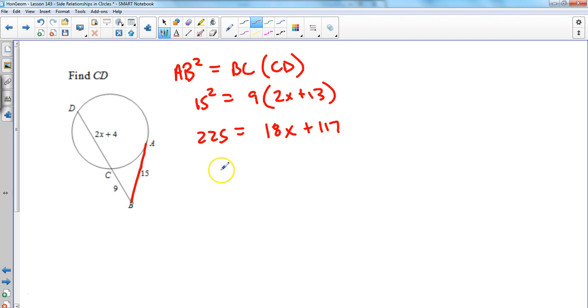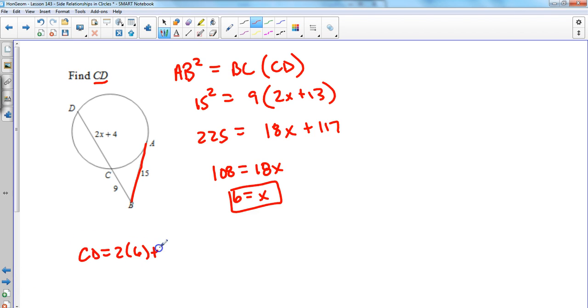So subtract 117 from each side, and we end up with 108 equals 18x. Divide by 18 on both sides, and you get x equals 6. And ultimately, they want to know what CD is. So CD equals 2 times 6 plus 4. CD equals 16. All right, so again, here's the important part, making sure that you understand the property.